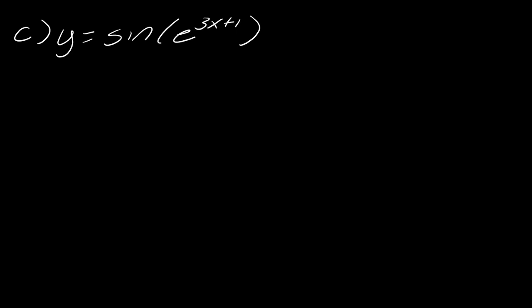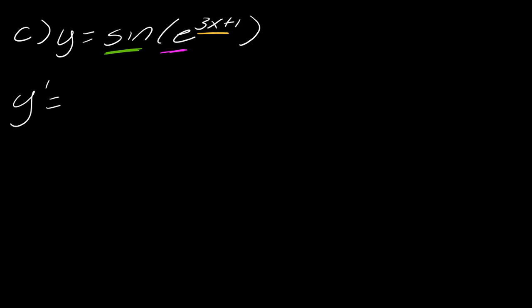Okay, so for c here, now I actually have the chain rule being used multiple times. Just to identify where all my functions are, sine is the outermost function, then I have e, and then I have 3x plus 1. So let's go ahead and take the derivative.